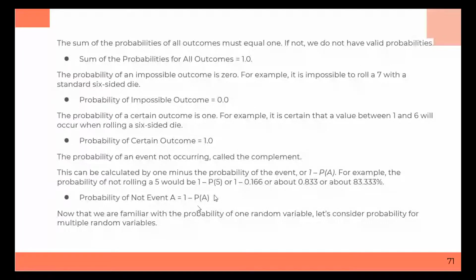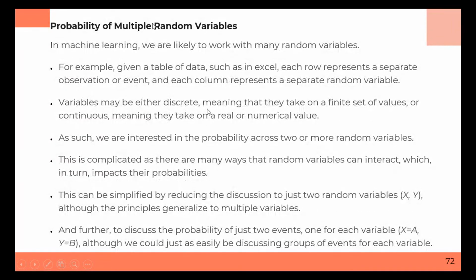Note that we are familiar with the probability of one random variable, and let's now consider the probability of multiple random variables. I hope you understood one random variable's probability calculation. Given a table of data, such as an Excel sheet, each row represents a separate observation, an event, or a record. Each column represents a separate random variable whose values change every time for all the variables.